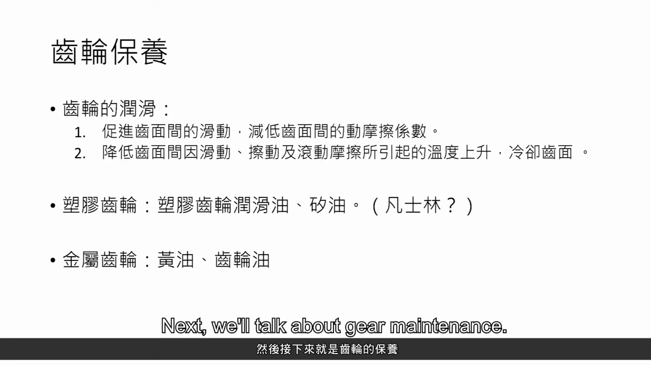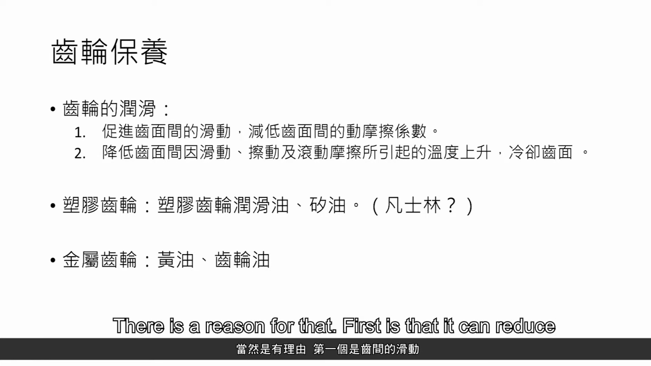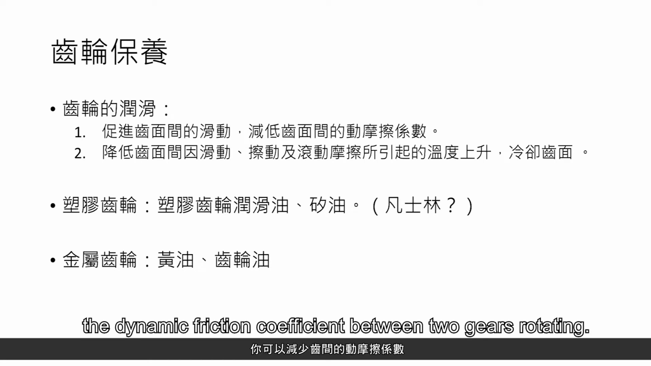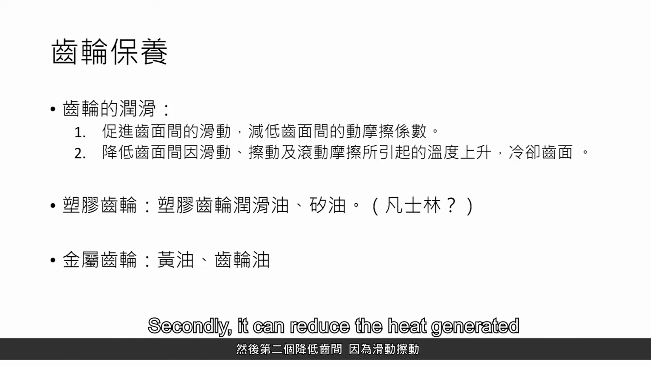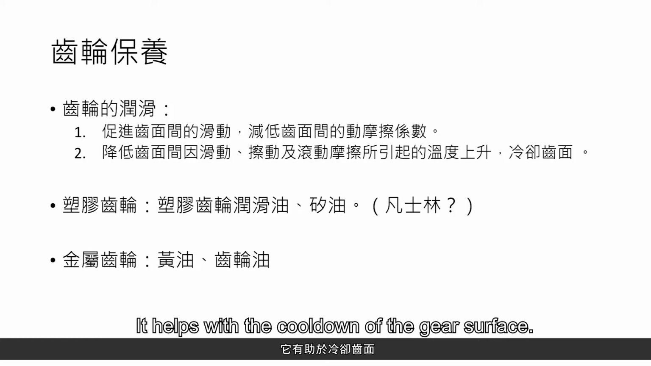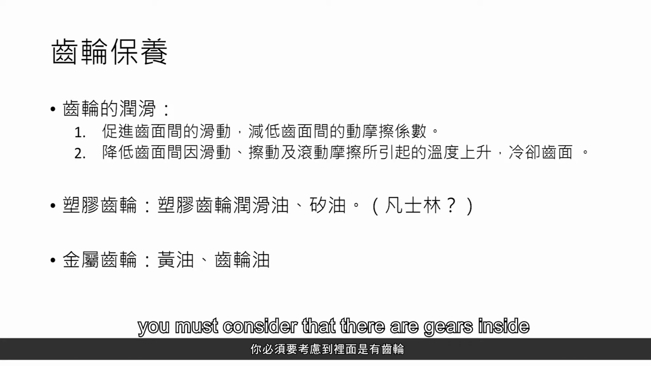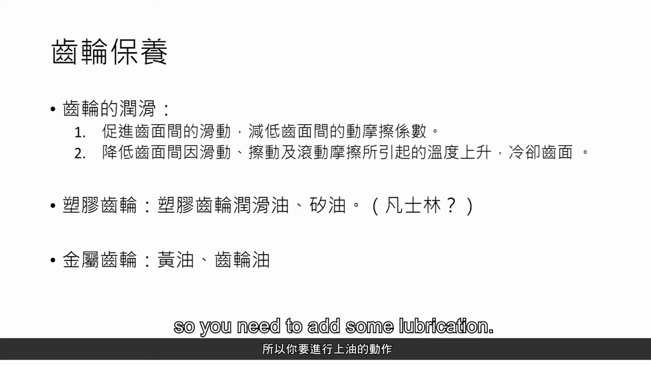Next, we'll talk about gear maintenance. When the gear is rotating, it needs lubrication. Why? There's a reason for that. First is that it can reduce the dynamic friction coefficient between two gears rotating. Secondly, it can reduce the heat generated from the sliding and rolling friction between the gears. It helps with the cool down of the gear surface, so when we're using motors, especially gear motors, you must consider that there are gears inside, so you need to add some lubrication.